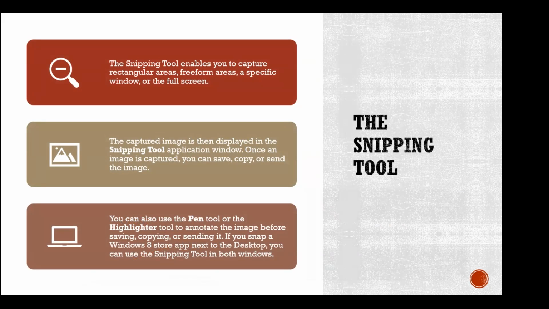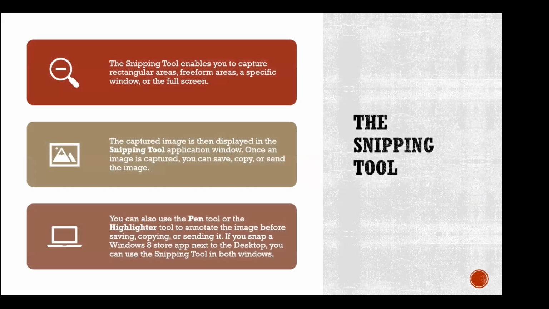The next topic will be the Snipping Tool. Snipping Tool is a capturing tool that enables you to capture rectangular areas, freeform areas, a specific window, or the full screen. After capturing the image you want, it will display in the Snipping Tool application. You can save or send the image once you've captured it. You can also use the pen tool or highlighter to annotate the image before saving it, copying, or sending it. Next slide.